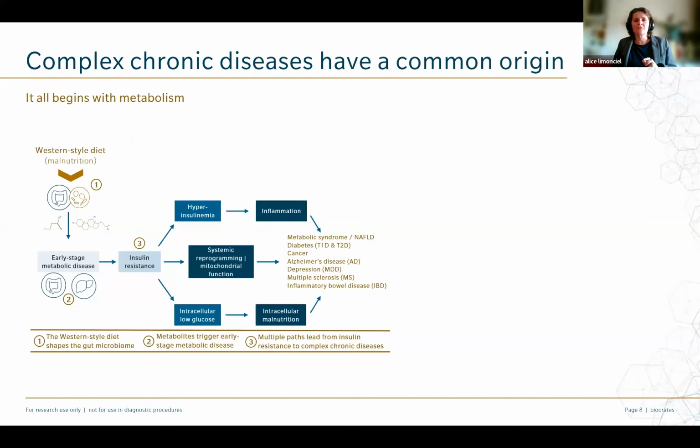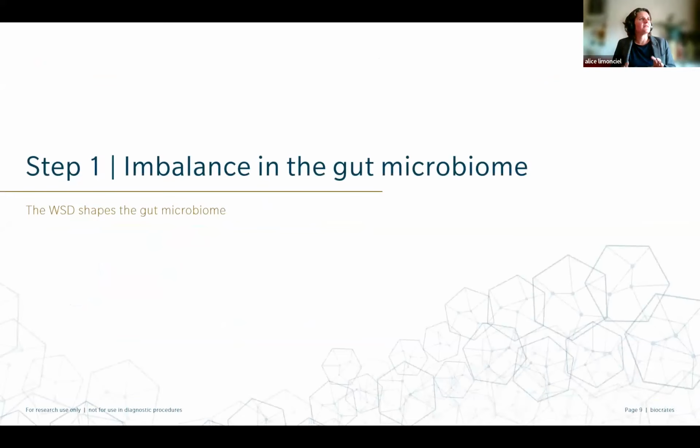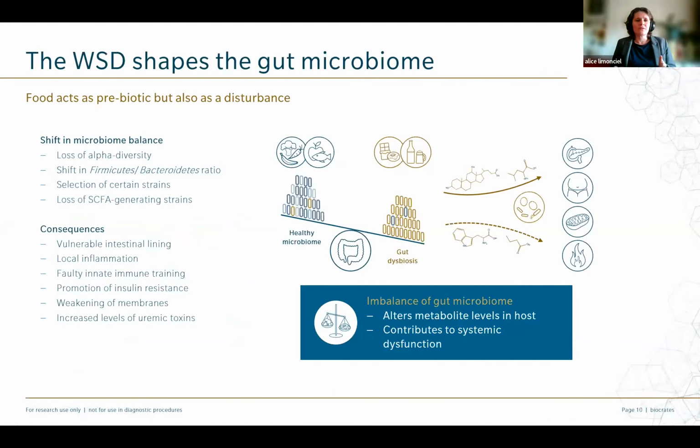The first step, oops, sorry, I went back. The first step is an imbalance in the gut microbiome. So the Western style diet shapes the gut microbiome. And of course, we know that food acts as a prebiotic, so it's the food of our gut microbiome bacteria, but it's also a disturbance that can influence the different strains of bacteria that live in our intestine. And of course, one of the main effects that is seen of a Western style diet is the loss of alpha diversity. So the richness of the different types of bacteria is lost, and so this healthy microbiome characterized by this diversity of strains is lost.